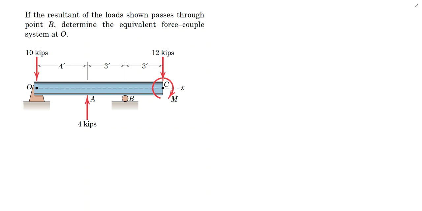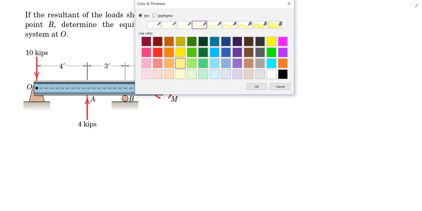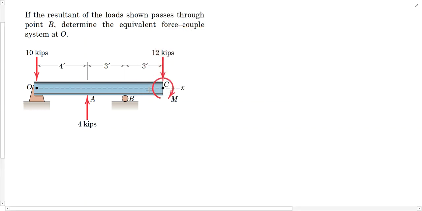Now, before we're going to be able to solve this problem, we're going to have to determine what this unknown moment is out here at the end. So what the problem statement tells us is that when we grab our resultant, and I'll use orange for this, these forces are all vertical, so our resultant is either going to point down or up through point B. But we know that the resultant acts at point B.